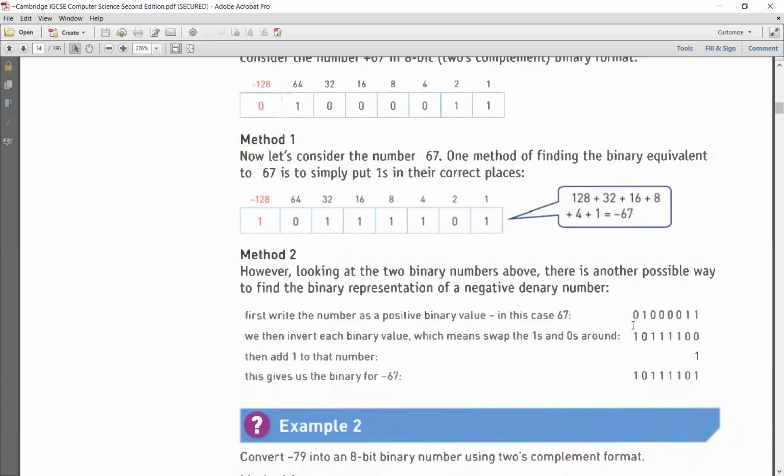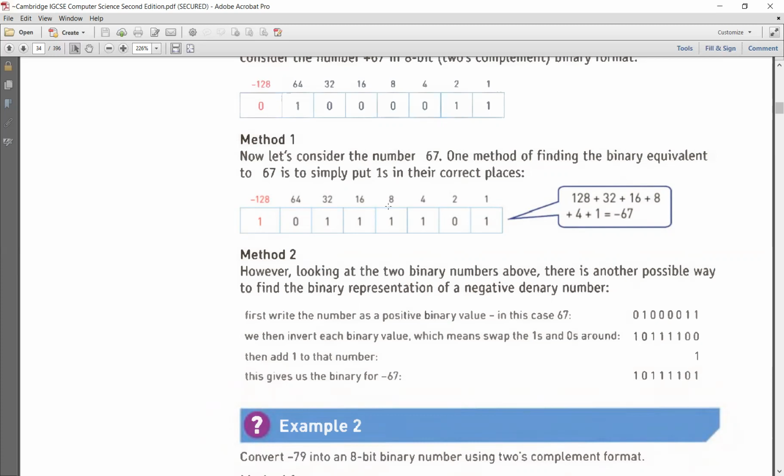Then you will invert the values. All the ones become 0 and all the zeros become 1. So you can see 67 is this one. And what you did was you inverted all the values and found the answer as 1 0 1 1 1 1 0. And then you are going to add a 1 to this answer, and what you obtain as the final answer is your value for -67.